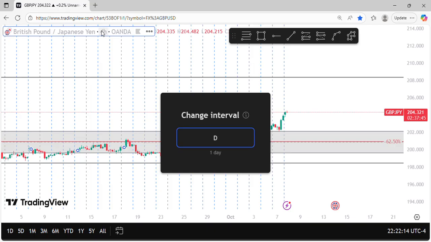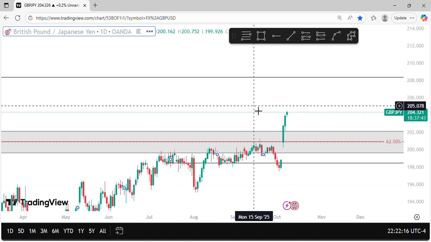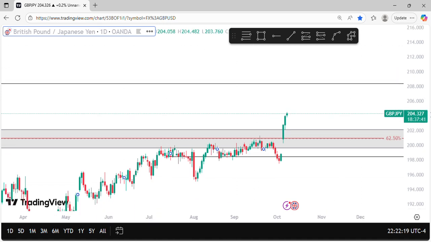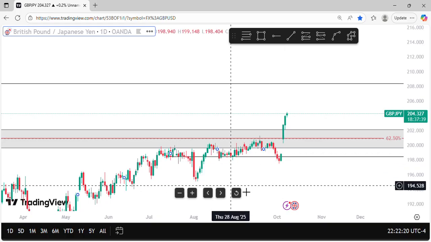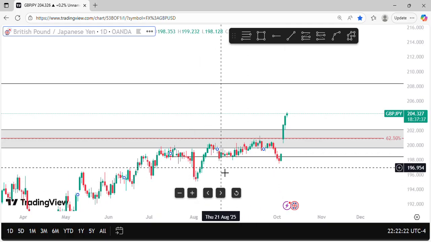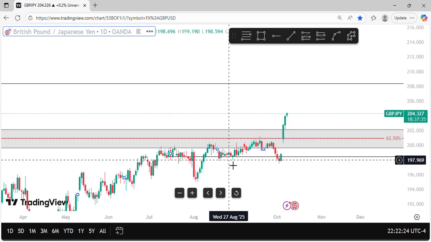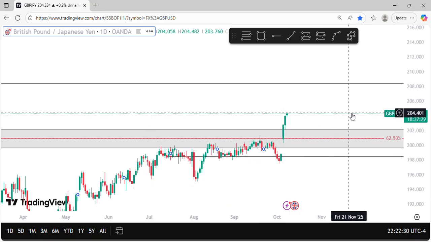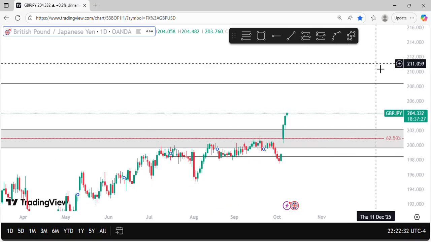I paid dearly for trying to impose my opinion on the market, whereas I should have just obeyed, looked before I leaped, like TradingView would say. And so guys, this is how I got myself into these setups, and this is why that GBP JPY trade did not work out.